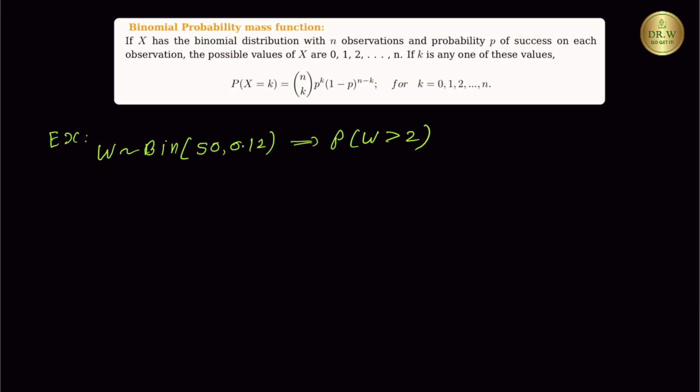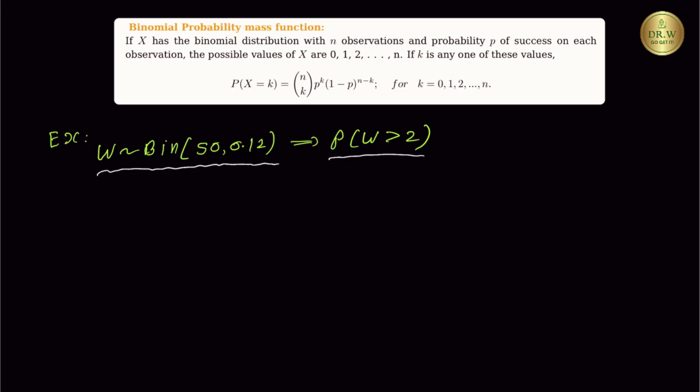In this video, I am going to explain some examples of the binomial distribution. Here, I will be explaining how to find the probabilities of binomial random variables. First, W has binomial distribution n equal 50 and success probability is 0.12. Find the probability W greater than 2.